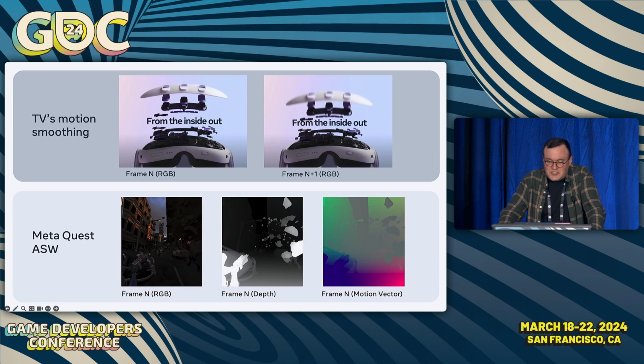So for television motion smoothing, the only data available to the motion smoothing algorithm is a series of RGB frames. In order to use App SpaceWarp, we require that you not only give us your RGB frame and your depth frame, but you have to render extra data for your frame, which is this per pixel motion vector that you can see in the bottom right. Let's take a look at it.